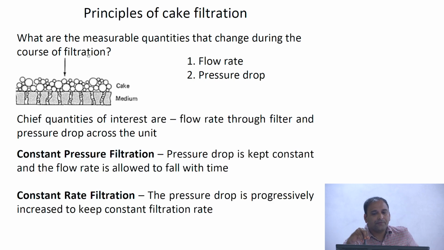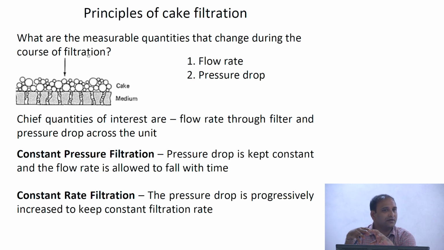people talk about two different types of filtration processes, because the quantities that I can measure are the flow rate of the filtrate and the pressure drop. I can talk about what is called constant pressure filtration, and what is called constant rate filtration. In constant rate filtration, what is typically done is I am collecting the filtrate.